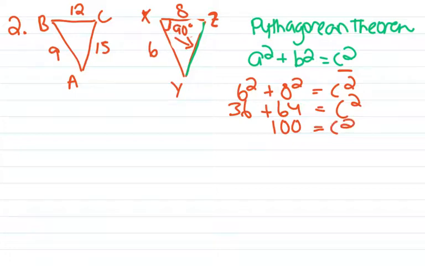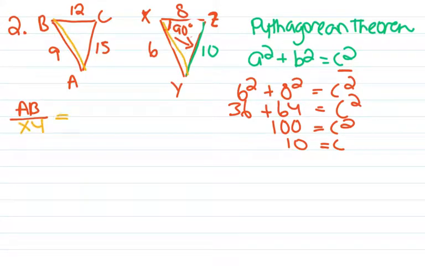Equals C squared. To find C, we need to take the square root of both sides. So C equals 10. So we know that this missing side length is 10. Now, we can set up the ratios to check if these are all similar. So we can also write it like this. So AB over, so AB needs to match with XY equals BC over XZ equals CA over ZY.